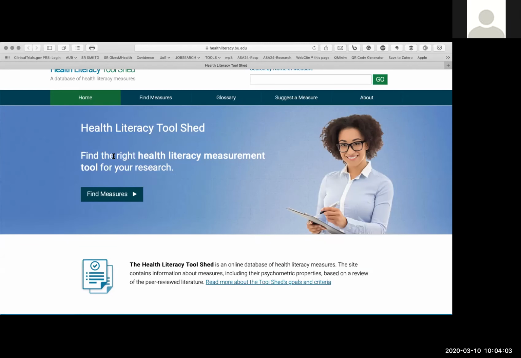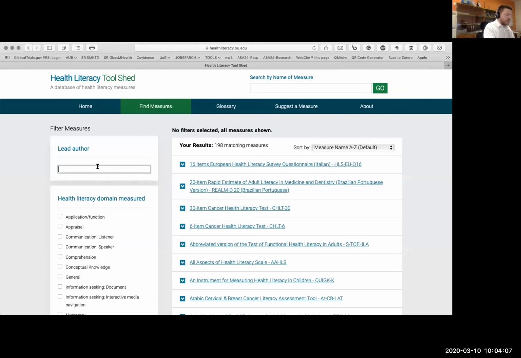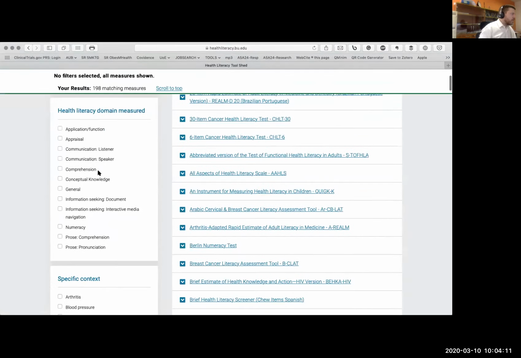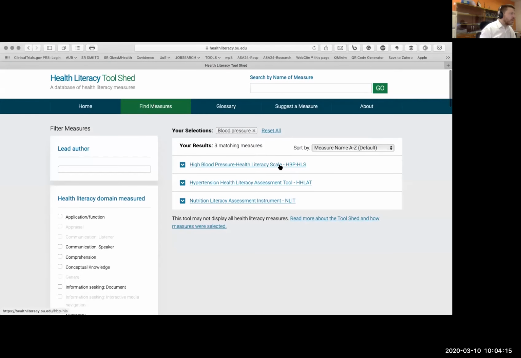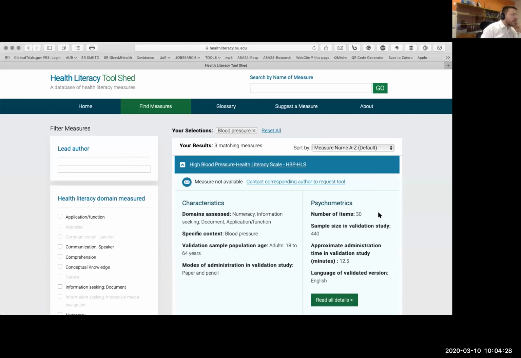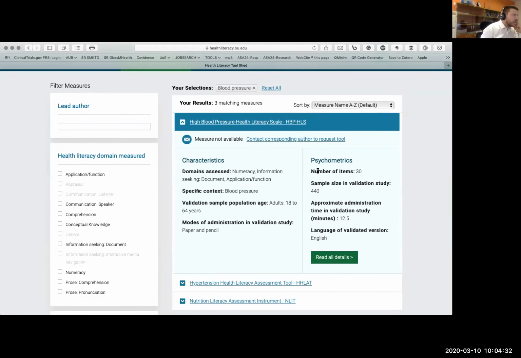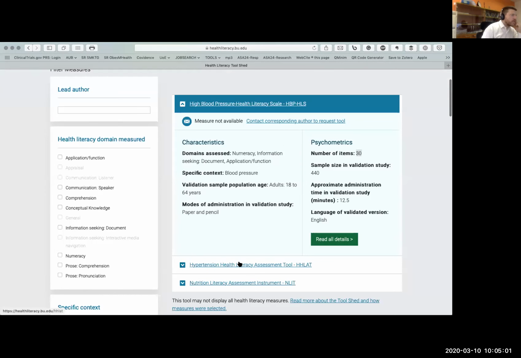Yes. Okay. So you can go here and find measures, and apply different filters. I want to look for blood pressure. You select it, and you see there are 3 scales for measuring health literacy in the blood pressure context: the Hypertension Health Literacy Assessment, the Nutritional Literacy Assessment, and the High Blood Pressure Health Literacy Scale. If you click on one, you can see the information about this validated scale, what it assesses, and the specific context, because as I said before, health literacy is context specific. The study has been validated on a population of adults from 18 to 64 years. They used a paper and pencil questionnaire, so self-administered, and it takes 12 minutes to complete. There are 30 items, 30 questions, in this tool. You can read more details, but this is the information you get.